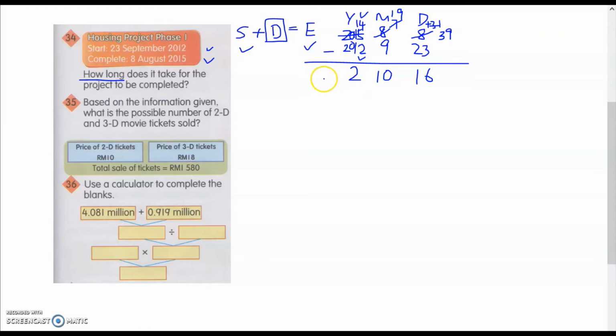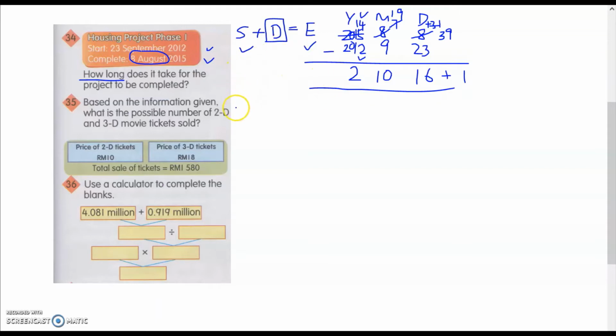So here, our answer we get, this is calculating duration. So for duration, we plus 1 day. That means we include the last day also. The last day, 8 of August, we include also. So we plus another day. So we should get 2 years, 10 months, and 17 days.